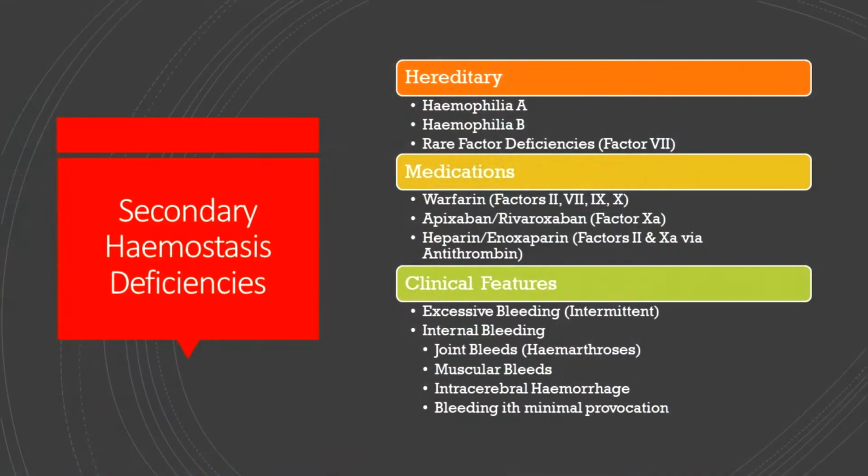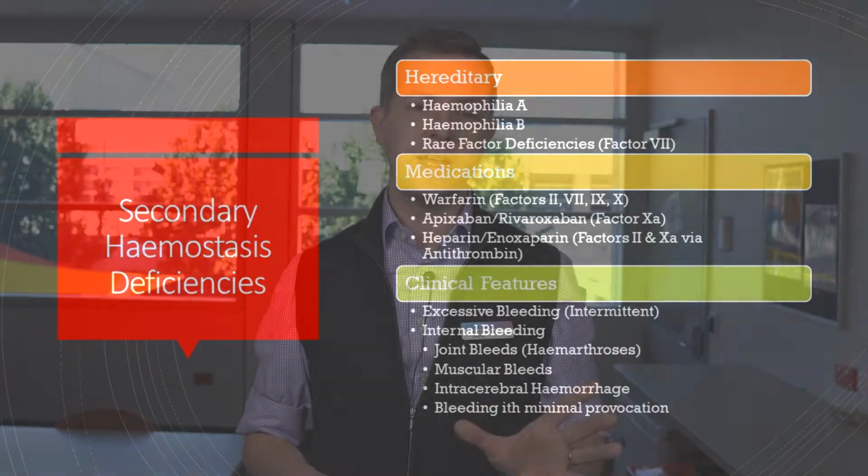A lot of medications can mimic the effect of a hereditary disorder of hemostasis. Warfarin, because it affects factors 2, 7, 9 and 10. Apixaban or rivaroxaban, because they inhibit factor 10A. And then heparin or enoxaparin, as they inhibit factor 2 and factor 10A via antithrombin.